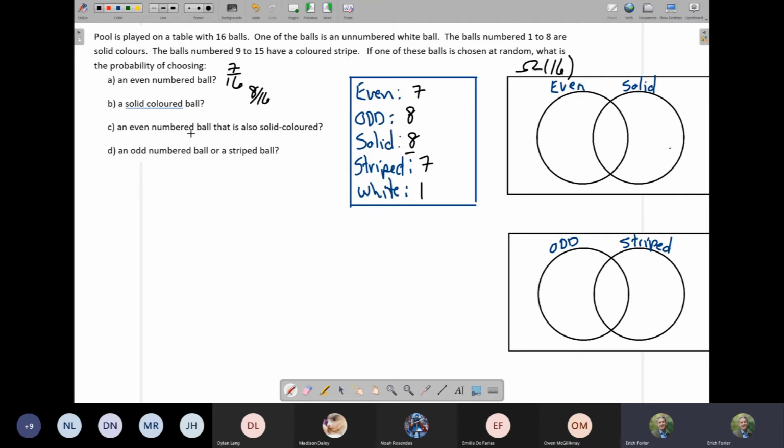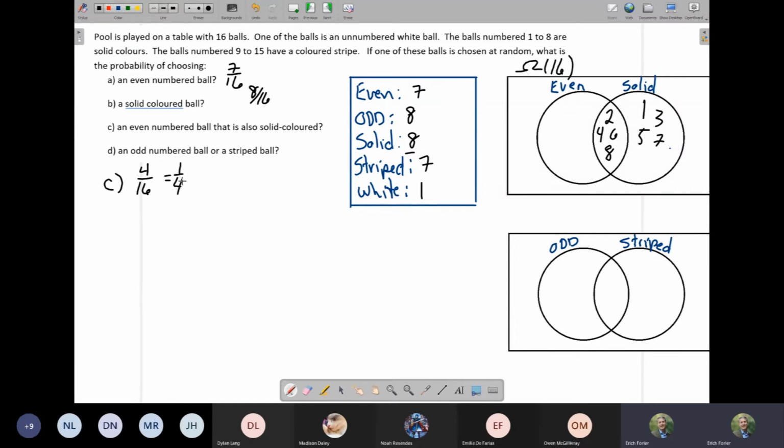Now we're looking for an even numbered ball that is also solid colored. So we're told that the solid colored balls go from numbers 1 to 8. So if I use this Venn diagram over here, I could say, well, there's a solid 1, then in the overlapping area or in the intersection with even numbers, there's a 2, then there's a 3, and the overlap is a 4. Solid, there's a 5, the overlap is a 6, 7, and an 8. So I end up with a Venn diagram that shows me what's happening between even numbered and solid numbered balls. So based on that, we can see that there are 4 numbers in the overlapping area in the intersection. So for part C, our probability is 4 out of 16, or 1 out of 4.